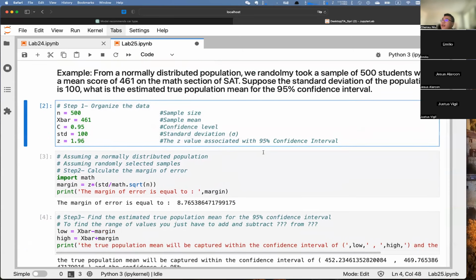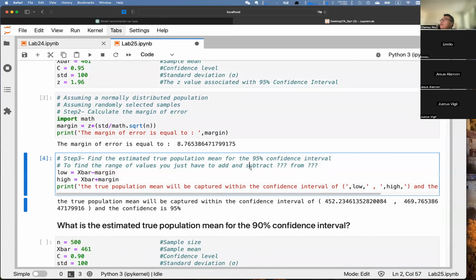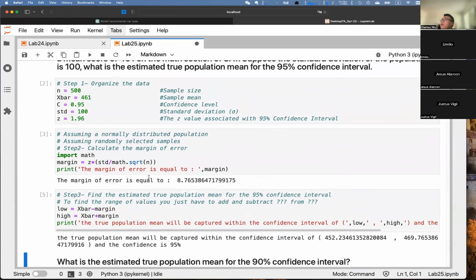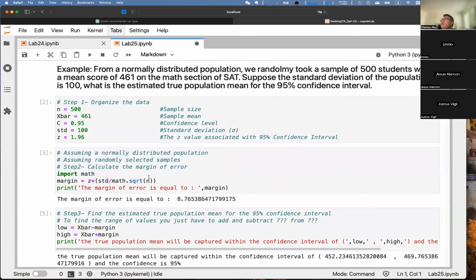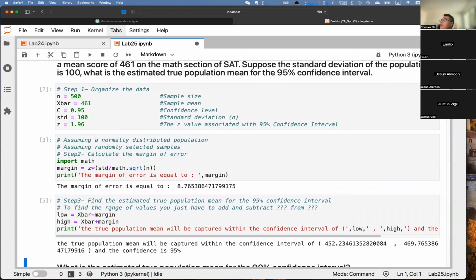So that is the example. The result for this example, a 95% confidence level interval, means the true population mean will be captured within this range, and the confidence is 95%. Okay, any questions, or do you have any errors? We'll run the cell.